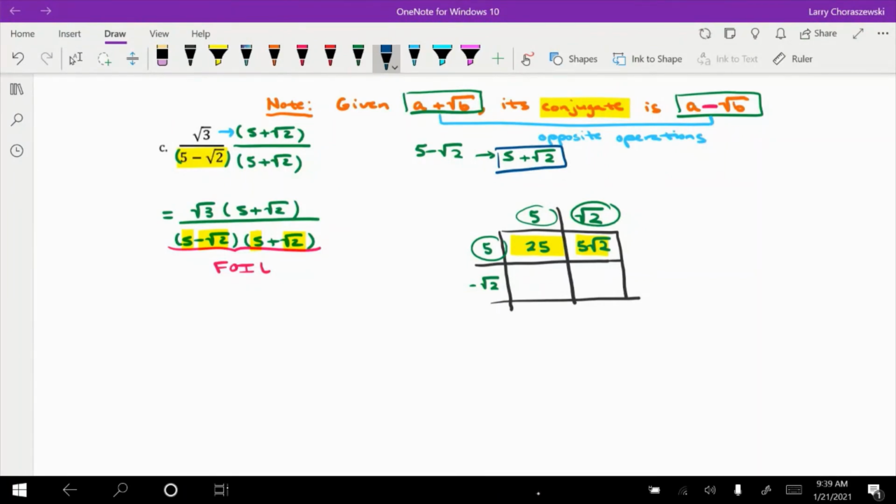For the bottom row, we're going to multiply negative radical 2 times 5. That's going to give us negative 5 radical 2. And then for the last box here, we'll multiply negative radical 2 to positive radical 2. Now that's a negative times a positive, so the result will still stay negative. And because each of the 2's are inside of the square root, we get to multiply them together, and we get negative square root of 4. Can somebody give me a different version of negative square root of 4? Yep, negative 2.